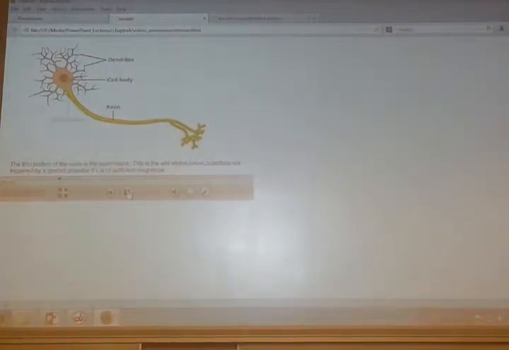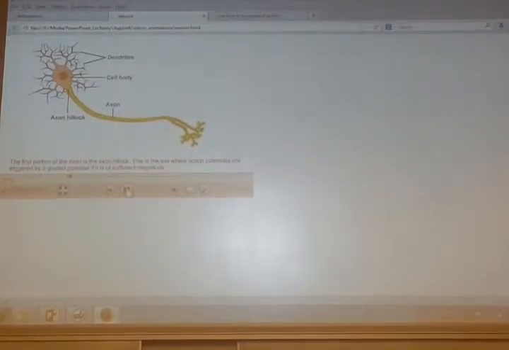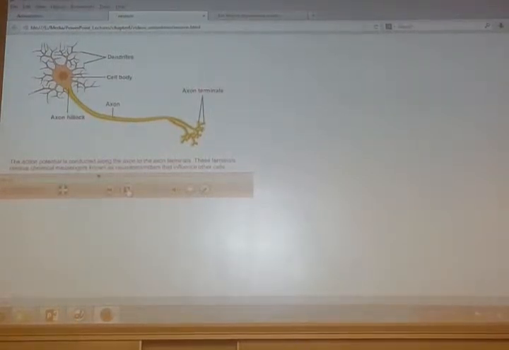The first portion of the axon is the axon hillock. This is the site where action potentials are triggered by a graded potential if it is of sufficient magnitude. Graded potentials occur in response to input from other nerve cells. The action potential is conducted along the axon to the axon terminals. These terminals release chemical messengers known as neurotransmitters that influence other cells.